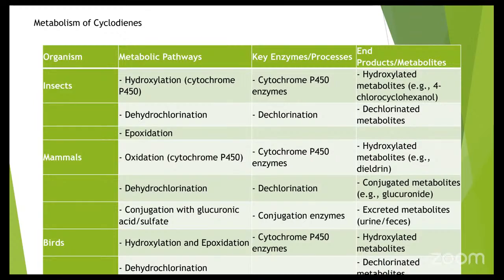In insects, the metabolic pathways are hydroxylation, where the key enzyme is cytochrome P450 and the end products are hydroxylated metabolites. Dehydrochlorination also takes place, giving dechlorinated metabolites, and epoxidation also takes place in insects. Coming to mammals, oxidation through cytochrome P450 enzymes gives rise to hydroxylated metabolites like dieldrin. Dehydrochlorination takes place, resulting in conjugated metabolites; conjugation with glucuronic acid takes place, and the metabolites are excreted in urine and feces.